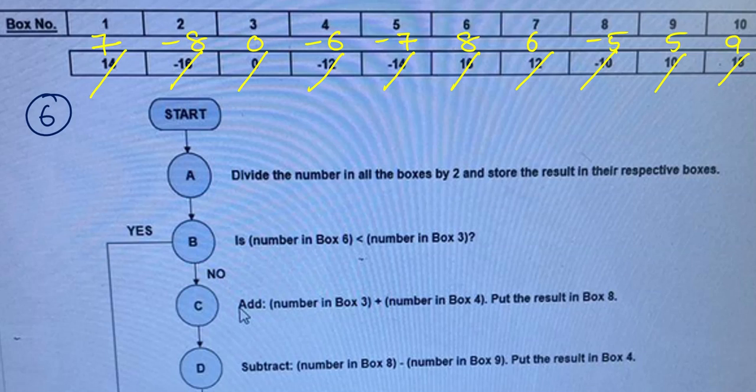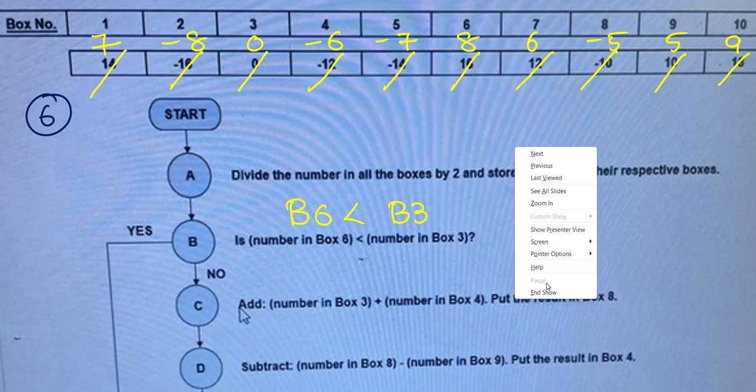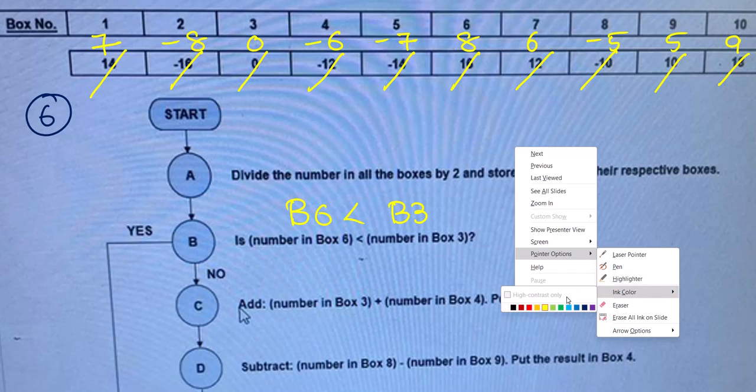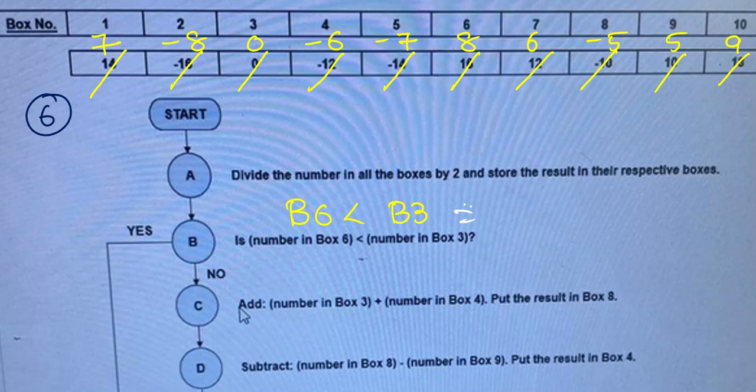The next step is: is the number in box 6 less than the number in box 3? The number in box 6, you have got 8. So is 8 less than 0? Box 3 is this, and box 6 is this. Box 6 is less than box 3? No. When it is no, you have to go for the next step. What is the next step, sir?